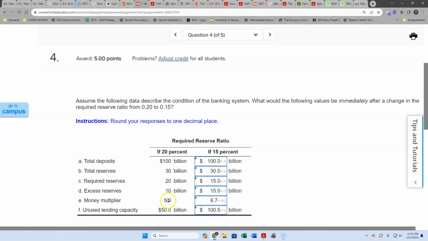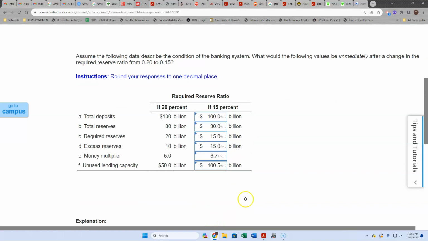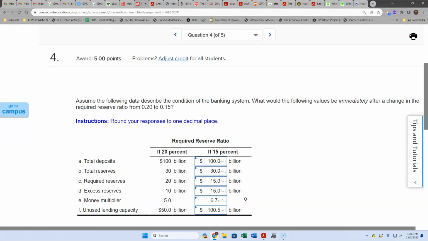Then we multiply the excess reserves by the multiplier to find out how much the total money supply could have changed had they lent out this extra excess reserves. So it'd be 10 times 5 for 50, versus 15 times 6.7, which is 100.5. Okay, that's it.